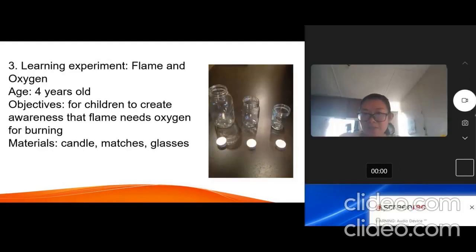In the next part of this presentation, I'm going to use one of my learning experiences that I implemented during my placement, which is called the flame and oxygen experiment for children 4 years old. The objective of this learning activity is for children to become aware that flame needs oxygen for burning. I'm going to prepare some candles, matches to light the candles, and glasses to cover the candles.